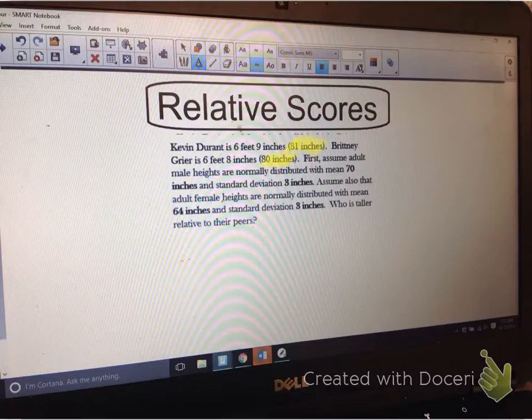Next, we read, first, assume adult male heights are normally distributed with a mean of 70 inches and a standard deviation of 3 inches. Assume also that adult female heights are normally distributed with a mean of 64 inches and a standard deviation of 3 inches. Who is taller relative to their peers? This is a perfect place where a Z-score will fit. Remember, a Z-score is measuring how extreme an observation is compared to others in that population. What we're going to do first is find the Z-score for Kevin.